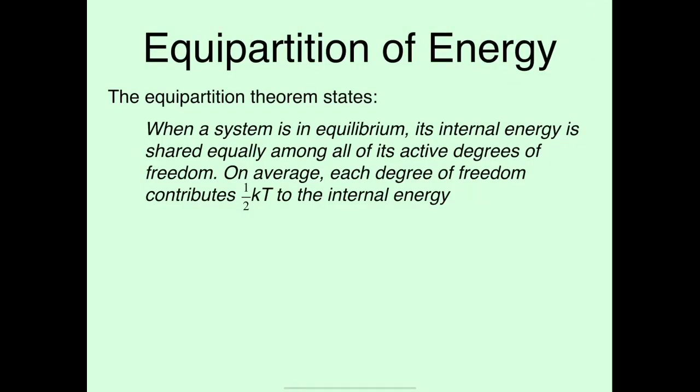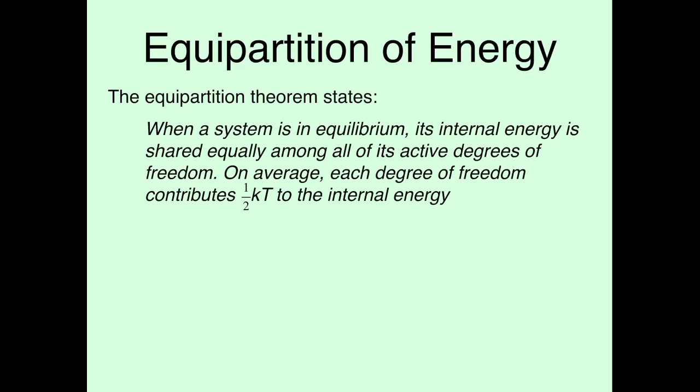Okay, so now we're ready to get to the equipartition of energy. So here's what the equipartition theorem actually says. When we have a system in equilibrium, its internal energy is shared equally among all of its active degrees of freedom. On average, each degree of freedom contributes 1/2 kT to the internal energy, where k is Boltzmann's constant and T is the temperature.